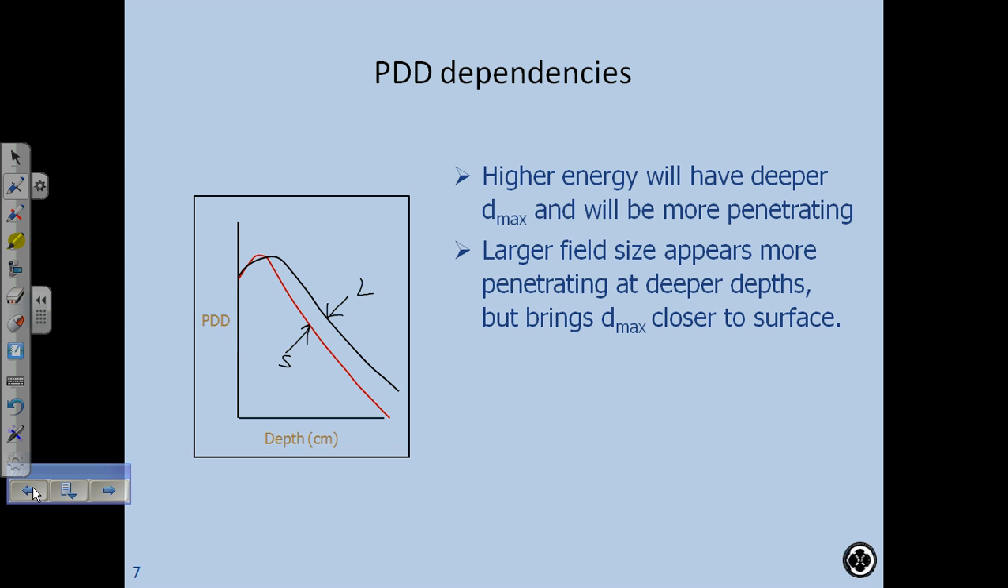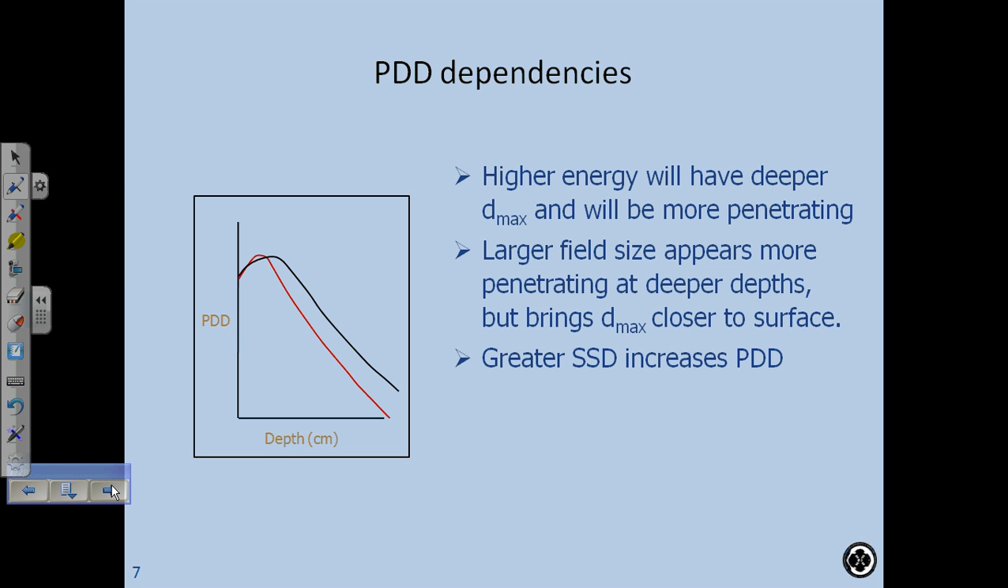And the way you can tell the difference is that the large field size will have a shallower Dmax than the small field size. But if they're two different energies, the high energy will have a deeper Dmax than the lower energy. Okay. Why does a larger field size look more penetrating than a smaller field size? You have higher fluence. No, fluence could be the same. The central axis fluence could be the same. But the fluence is larger at the periphery, off to the sides, because the field size is bigger.